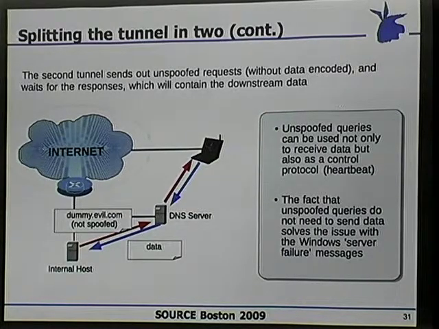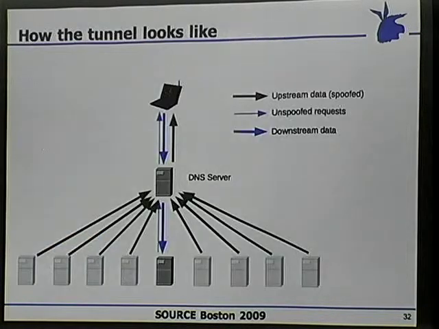The fact that unspoofed queries do not need to send data solves the issue with the server failure message. If there is a Windows DNS server in there, we use binary data. We don't care at that point to receive the responses. The responses we receive with the non-spoofed packets will not contain any data, so there won't be any server failure, and we'll safely retrieve our data. So that's pretty much how the tunnel looks.